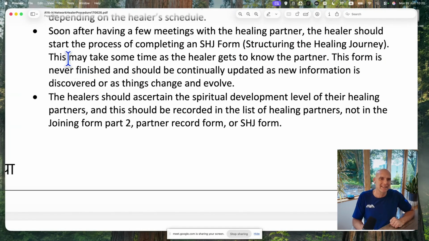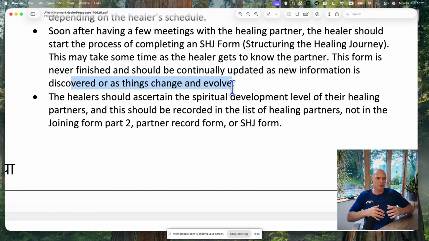Now, in reality, the filling out of this form may take some time as the healer gets to know the partner, and this form is never actually finished. It should be continually updated as new information is discovered or things change and evolve. The structuring the healing journey form is a journey of healing, and journeys of healing evolve, don't they?